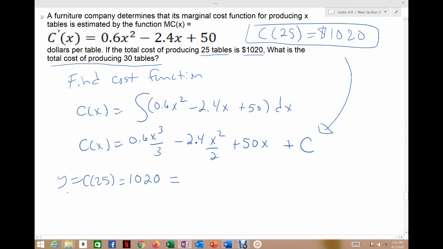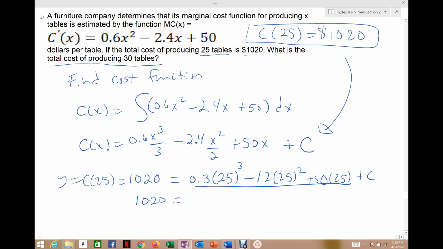That's the cost that comes out. And so I'm going to plug it in, and when I plug it in, I'm going to go ahead and reduce this. I can take my 0.6 and divide by 3 to reduce it to 0.3. And then remember, I'm plugging 25 in for the x value. Same thing here, I would take 2 and divide it into 2.4 to reduce to 1.2. 25 squared plus 50 times 25, and then my c. So simplify this. It's equal to 1,020. Multiply that out on the calculator, and then don't forget there's the plus c.